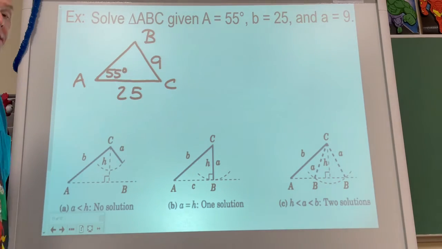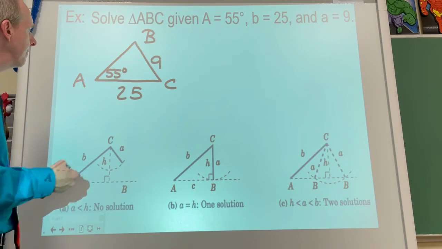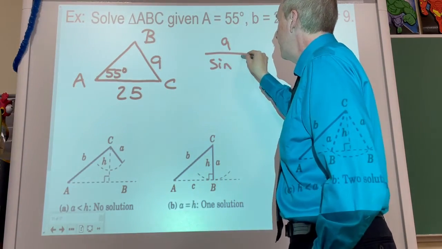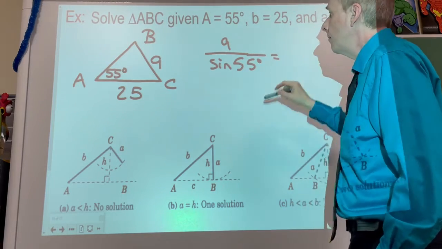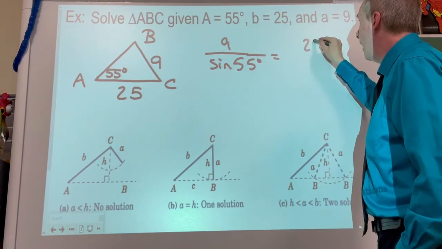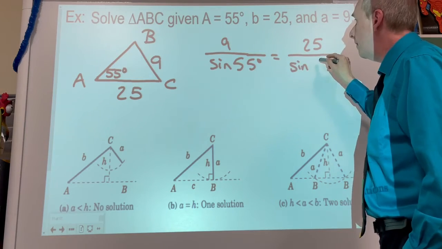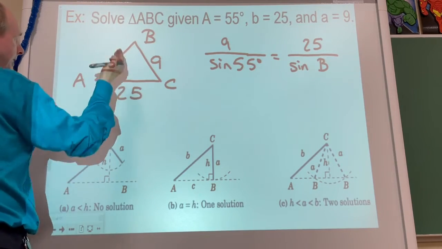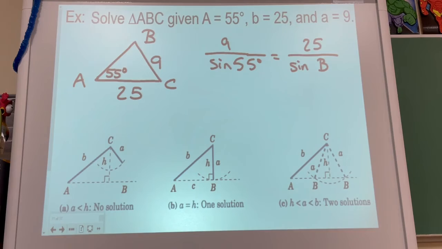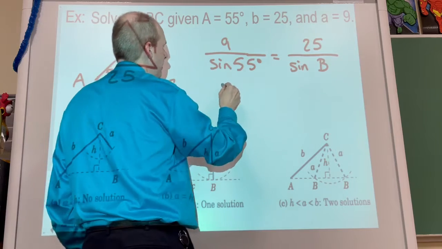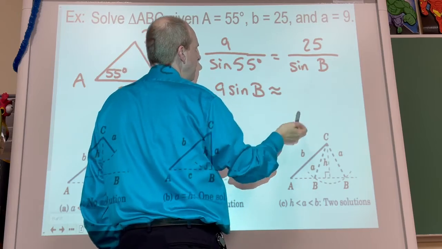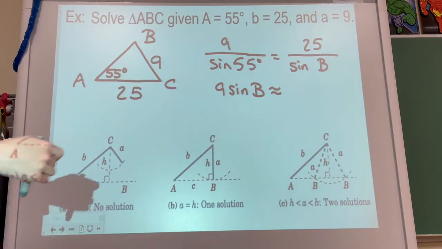So let's use the law of sines and see, do we actually get an answer? Okay. So 9 over sine of 55 degrees equals 25 over sine of B, right? This side, this angle. This side, this angle. We'll go ahead and cross multiply and see what we get. So 9 times sine of B is 25 times sine of 55 degrees.